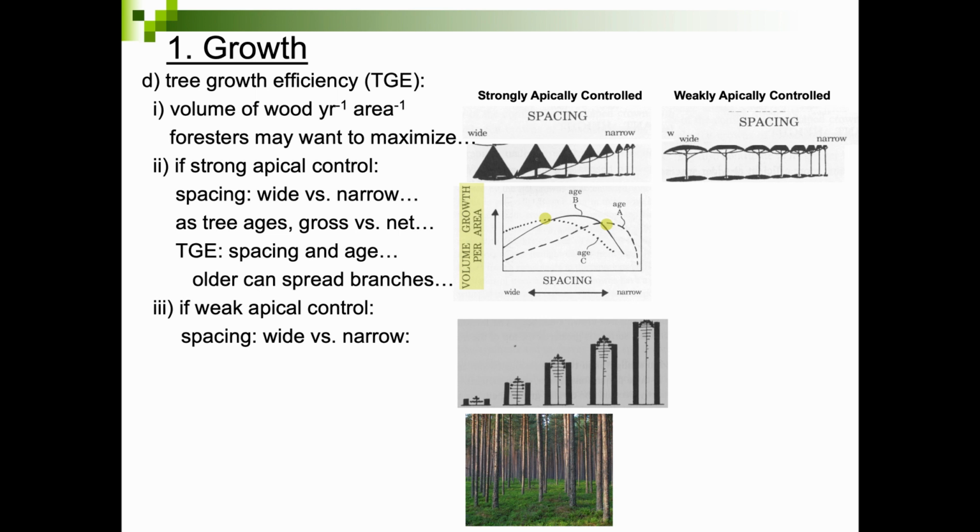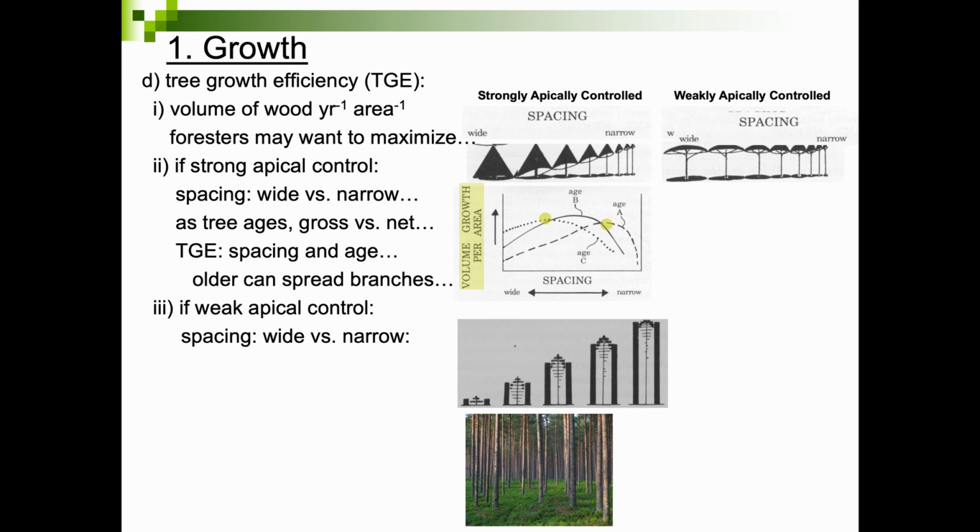So when it's narrowly spaced, you're not going to have a lot of branches. You're going to have a tighter canopy. That canopy isn't going to have a lot of branches that require a lot of photosynthates. So narrowly spaced trees, weakly apically controlled species, are going to be more efficient.